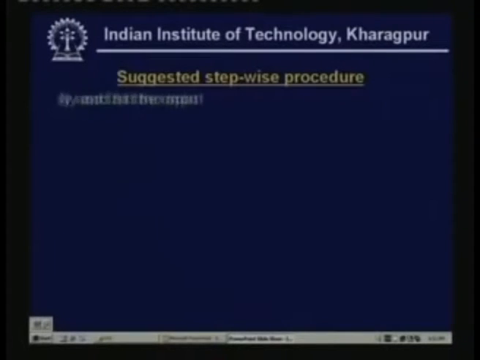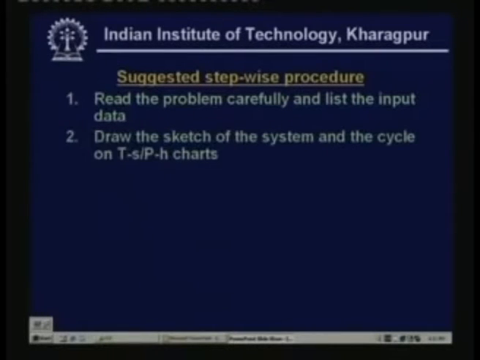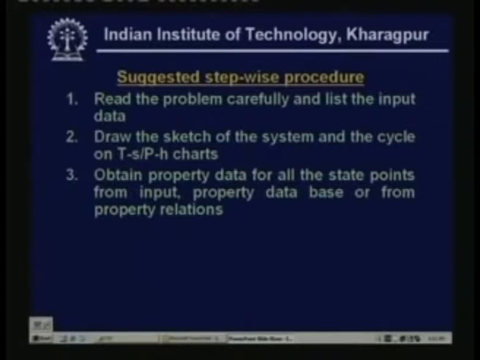The first step is obviously you have to read the problem carefully and list the input data, and the second important step is you draw the sketch of the system and the cycle on TS or pH charts and label all the state points. And step 3 is obtain property data for all the state points either from the input or from property database or from property relations.